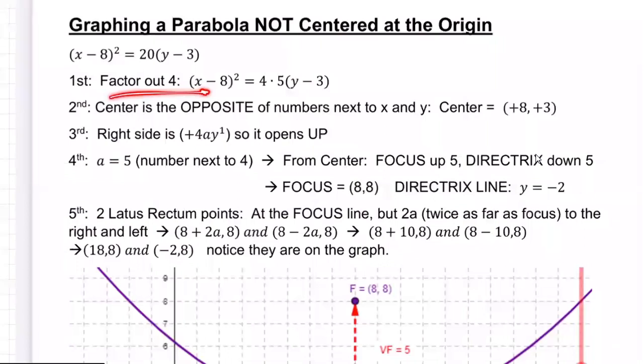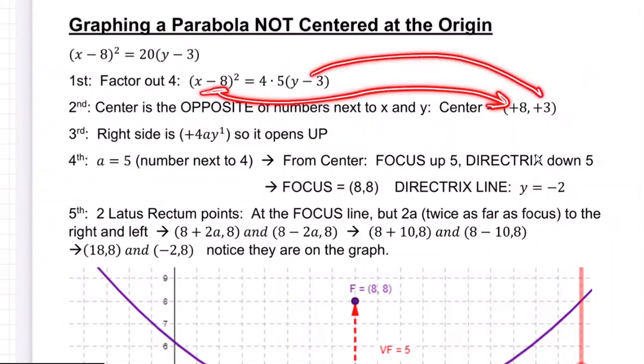In general, if you're going to graph, you've got to factor out the 4. But right now, I want to focus on the center because we're not doing the whole problem. We're just doing mix and match. So I'm not going to worry about the 4 right now. Center is the opposite of the numbers next to x and y. So like, see, this is a -8, and the center is +8, and this is a -3, and the center is a +3. See how it's opposite, opposite?